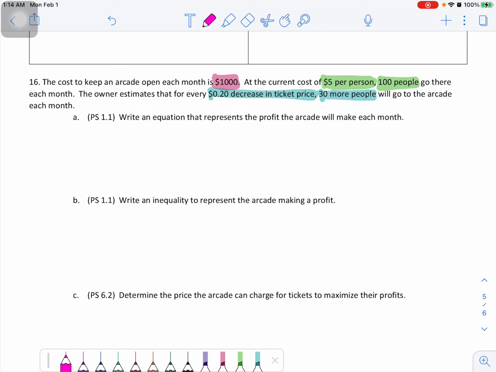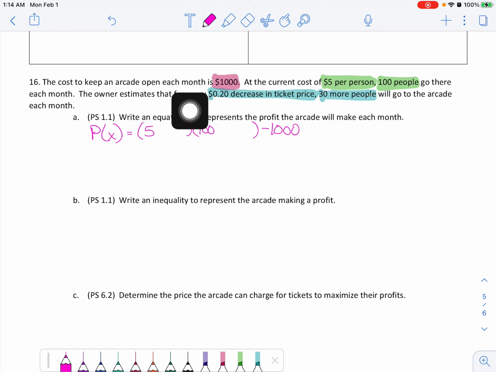So let's make an equation here that represents the profit. So P of X, I tend to put P of X because that reminds me it's the profit equation. It's going to be the price per person times the number of people minus the cost. Now, we know this isn't going to work. Like 5 times 100 means that this guy's making no profit, because that would be $500 a month minus the $1,000 it takes to keep it open. He's losing money every month.